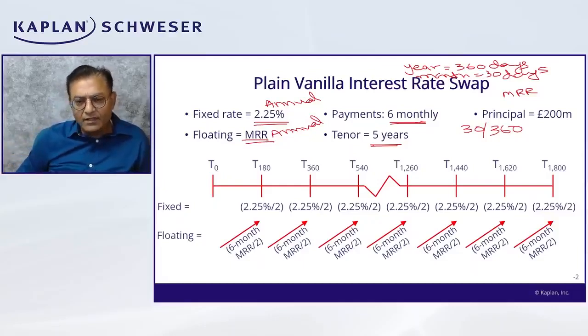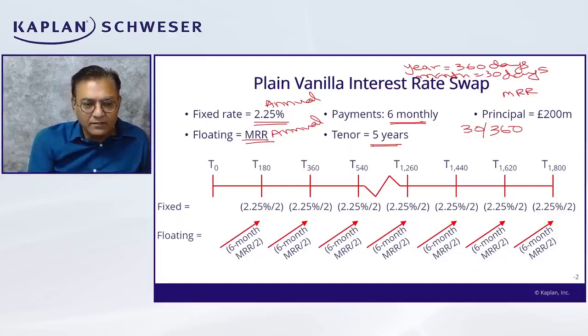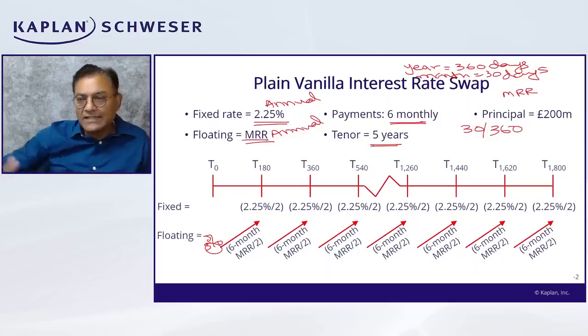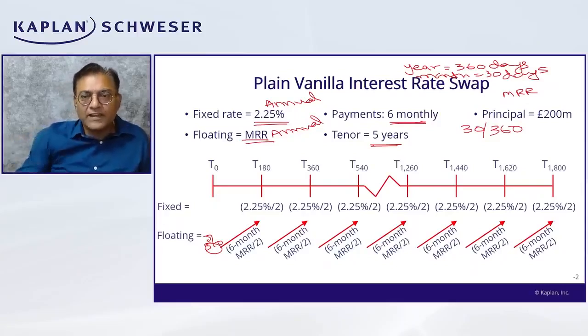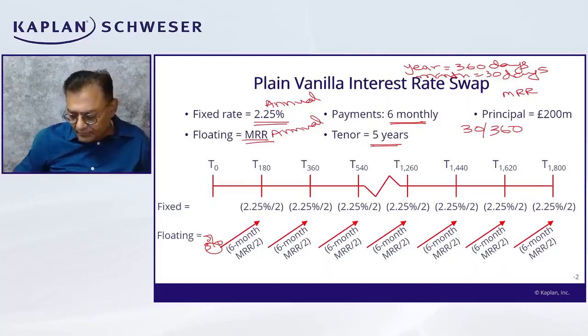And that is revealed in arrears, meaning today I know what the 6-month MRR is at time 0. So the first one, let's say it's 3%. The first settlement date will be known at the inception of the swap. The floating rate is known at the inception of the swap, but only the first floating rate is known. The floating rate that occurs 6 months from now is unknown, but that will be the rate that is used for the next settlement date. Okay.